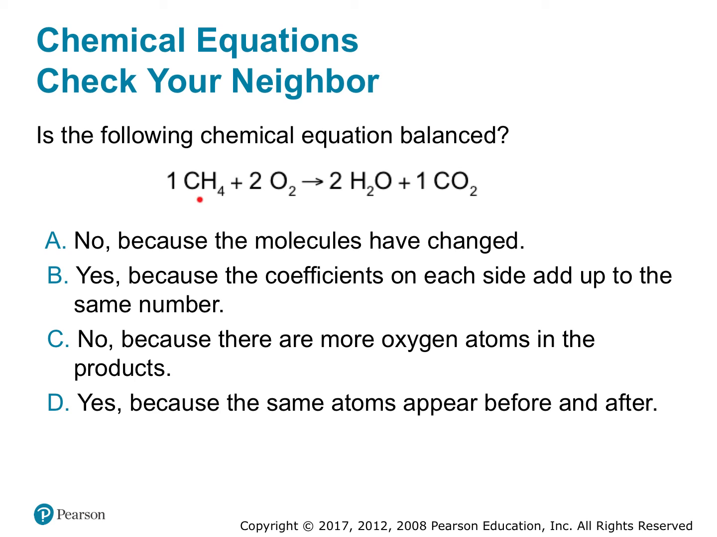So, I've got one CH4 plus two O2. Does that balance with two waters and one carbon dioxide? The answer is yes, because the same atoms appear before the equation and after. And when I say the same atoms, I mean the same number of each kind of atom appears before and after. Let's go through that and show that that's true.